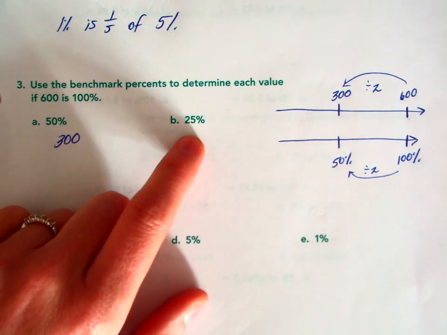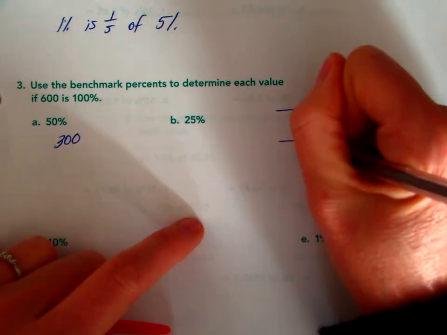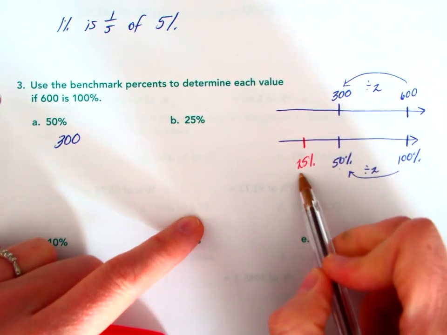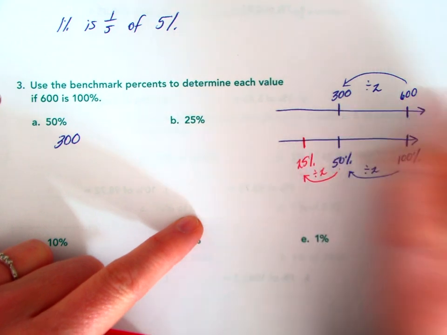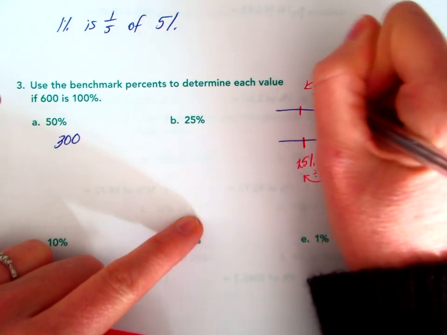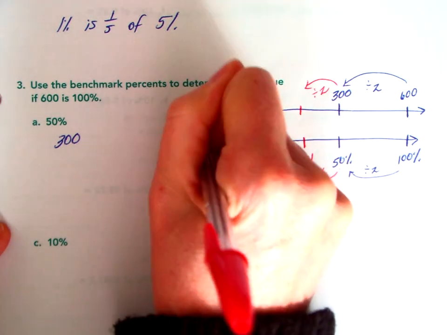What if I wanted 25%? Let me go in with another color. I want 25%. How do you get from here to here? You can cut it in half again. So what's 300 cut in half? Good, 150.